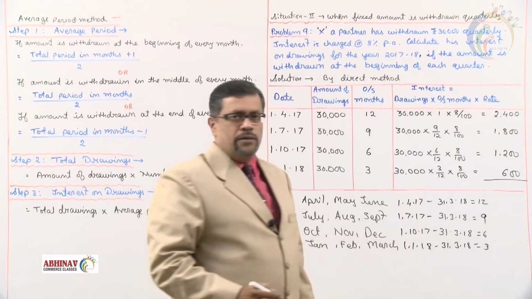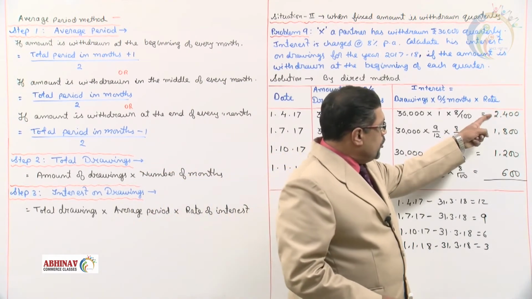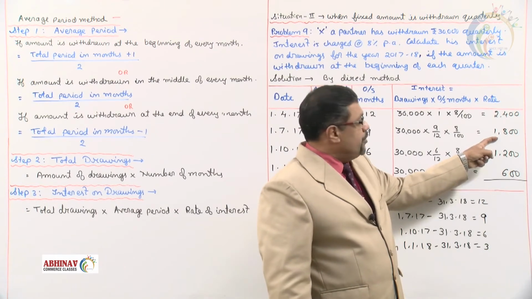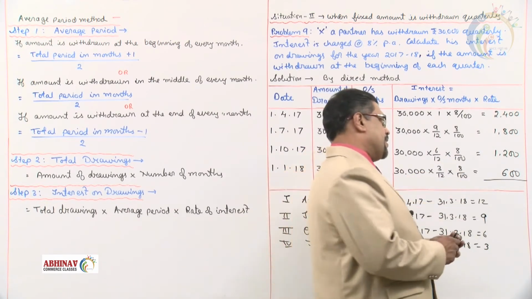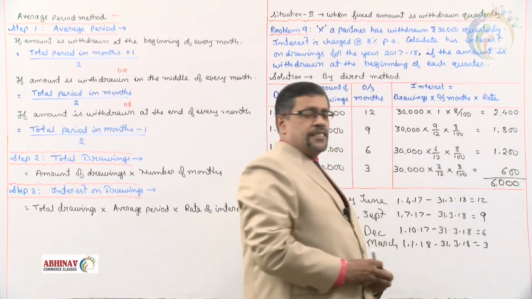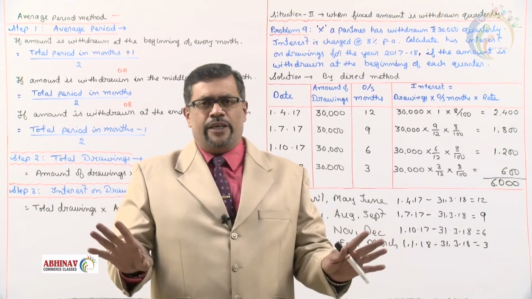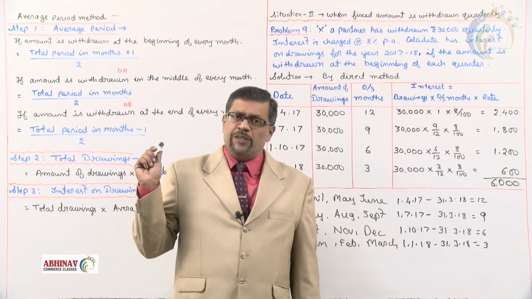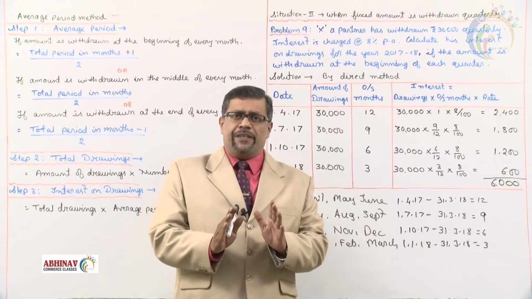When you total, we get the total interest. 2,400 plus 1,800 is 4,200, plus 1,200 is 5,400, plus 600. So the total is 6,000 rupees. This is what the direct method says. Direct calculation. For this method, we can apply the average period also. In this situation, we can apply the average period method also.